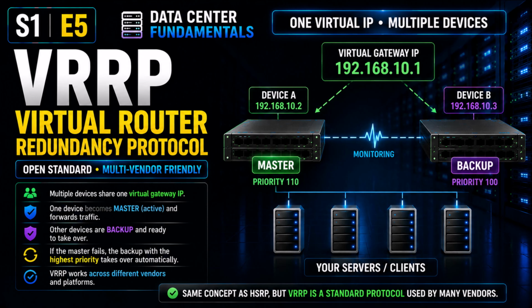Next we have VRRP, or Virtual Router Redundancy Protocol. The idea is very similar to HSRP. Multiple devices share one virtual gateway address. One device acts as the primary gateway. The others remain available as backups. If the primary fails, the backup with the highest priority takes over. The main difference is that VRRP is standard-based, so it can be used in multi-vendor environments.